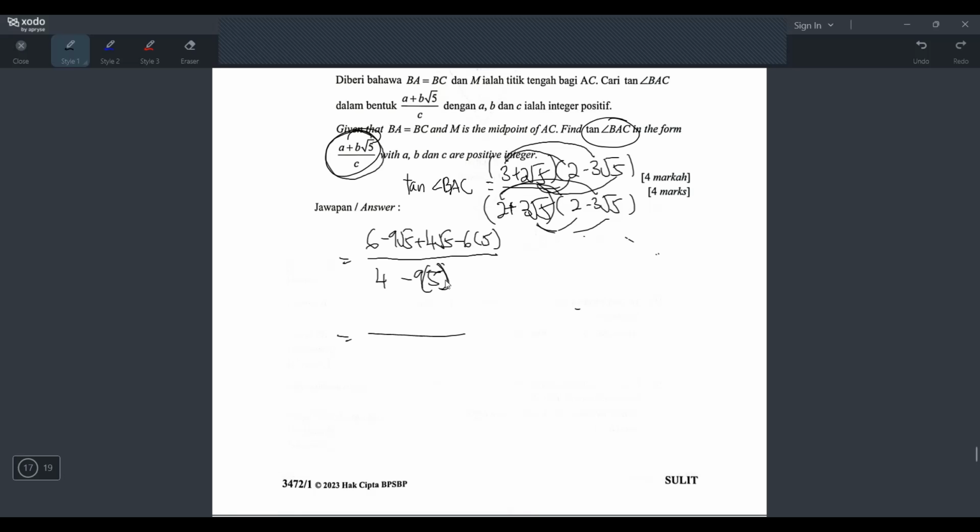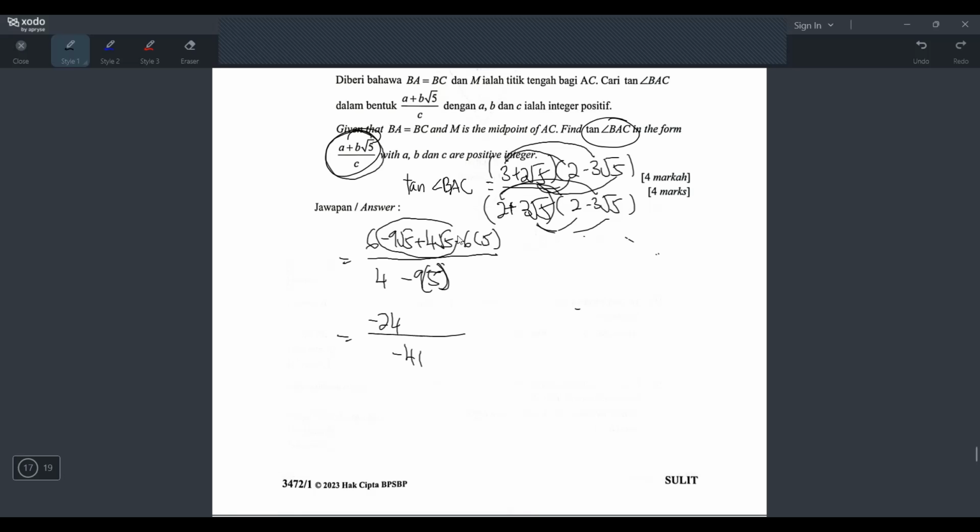Okay, let's press 4 minus 9 times 5 first. My calculator gives me -41. Just write it down. And then number can only minus with number. So what is 6 minus 6 times 5? 6 minus 30. I get -24. Just write that down. And then what about this one?